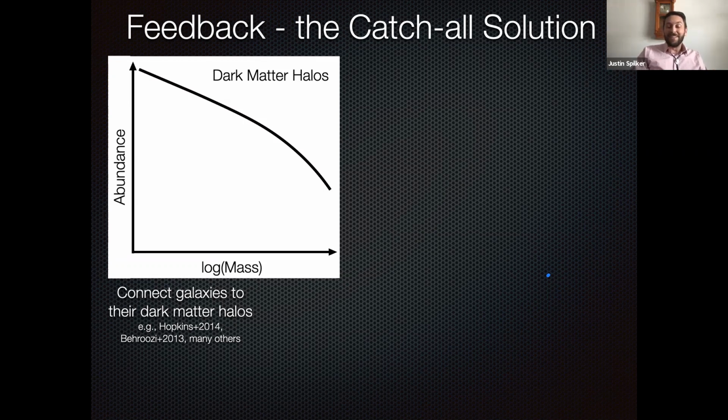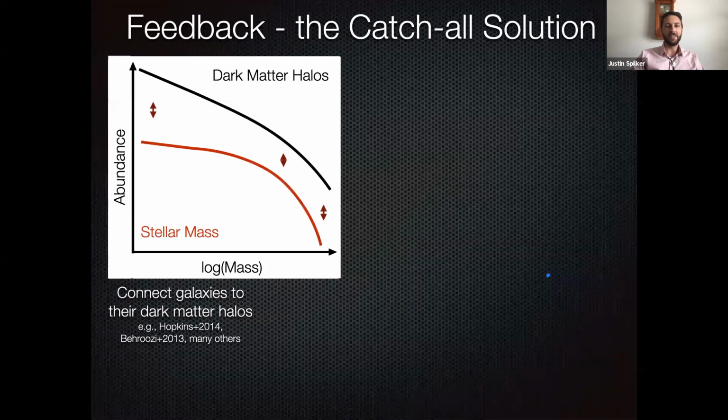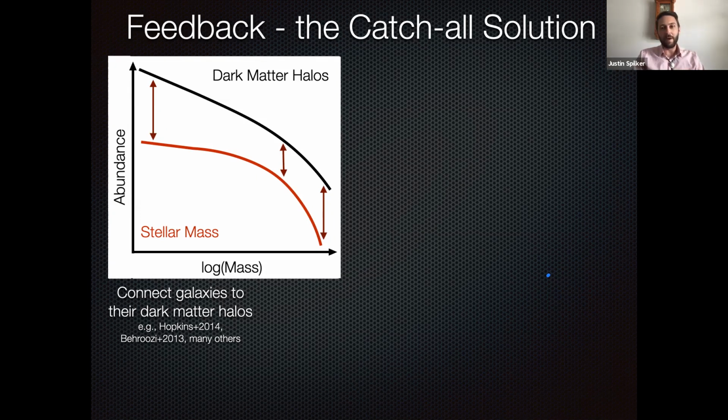You get a dark matter mass function that looks something like this. And if you were to do a similar thing with the stellar mass of those galaxies that live inside those dark matter halos, you find that there's a sharp difference between the dark matter halos and the stellar masses of the galaxies that live inside them. In particular, at the high mass end and at the low mass end, we find that there's a really sharp drop off in terms of galaxy stellar masses compared to the dark matter halos.